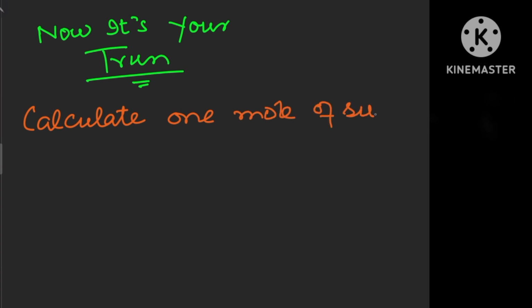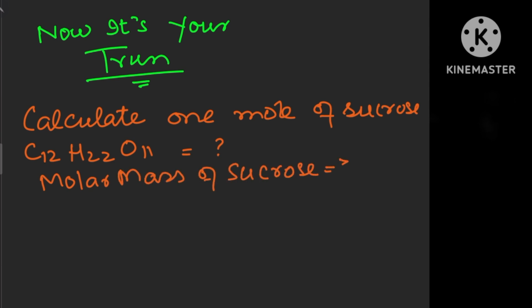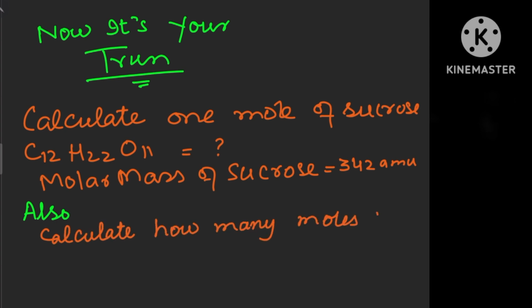Calculate 1 mole of sucrose, C12H22O11. The molar mass of sugar is 342 atomic mass unit, and also calculate the number of moles in 1000 grams of sucrose.